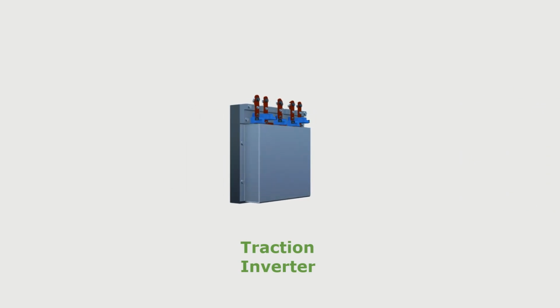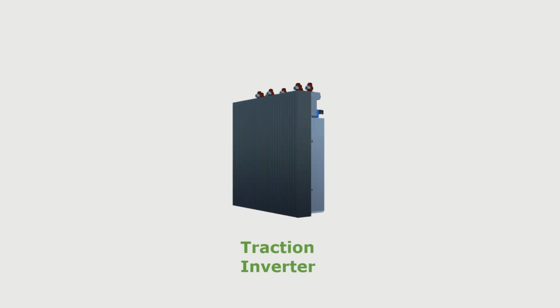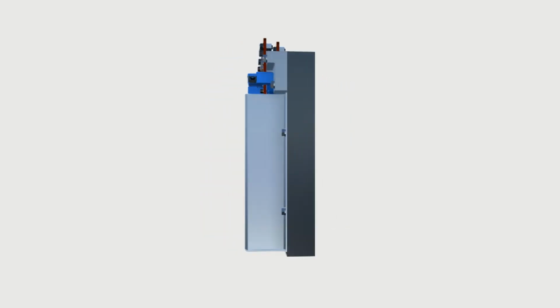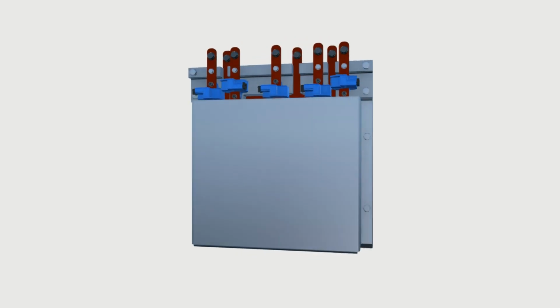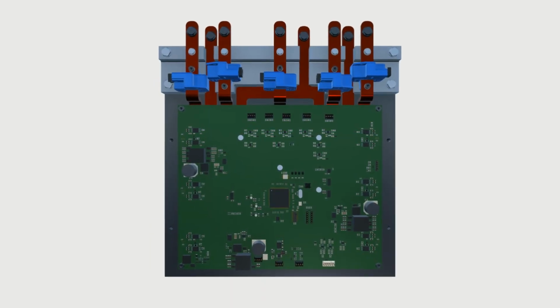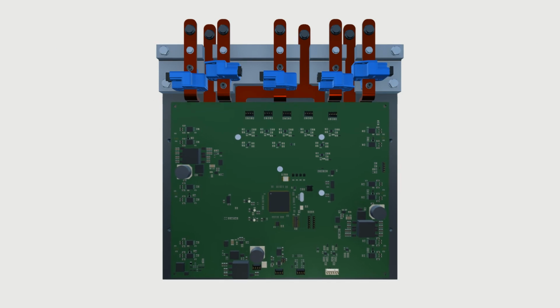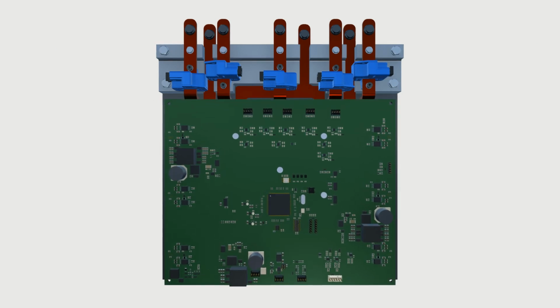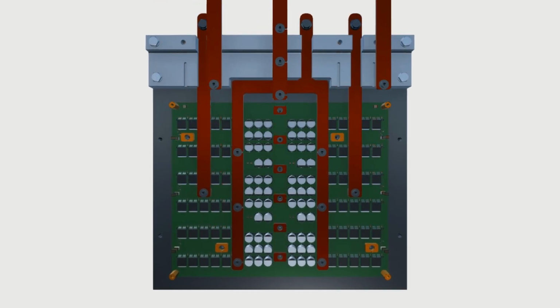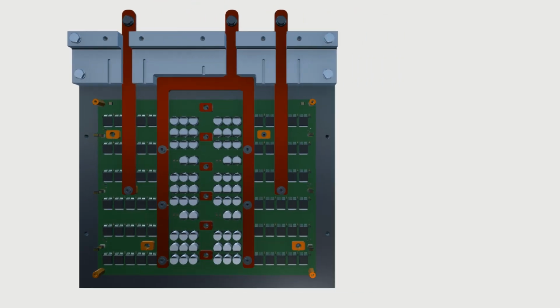The traction inverter takes the DC electric supply from the battery and converts it into a controlled, usually three-phase AC output to drive the traction motor. To do this, we have a controller which operates an array of switching devices known as a full bridge. The key elements of the inverter are the controller, gate drivers, switching devices, and the DC link capacitors.